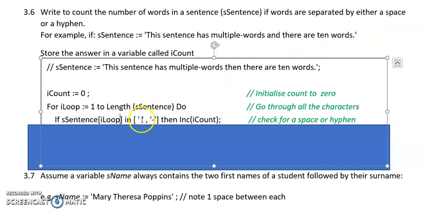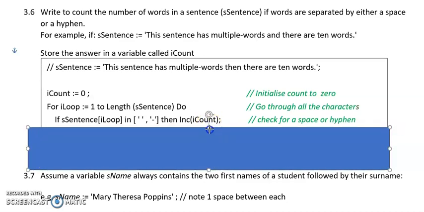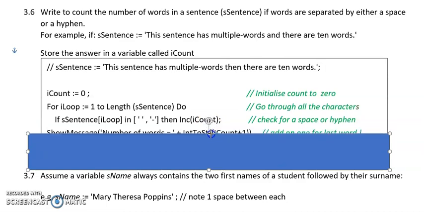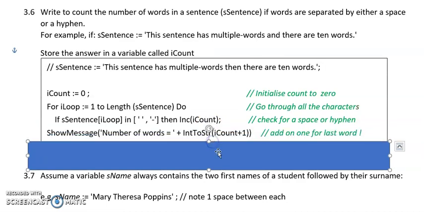If those characters are in this set, there's a space there and there's a hyphen, then increment the count. We've done that with a few things, like the digits or AEIOU, so we can check for whichever characters we want. We could also use the pos function, but this one just seemed easier to do that way. Right, and here's my fiddle. Show that the number of words is equal to the integer count plus 1, because we know it's not going to pick up the word at the end of the sentence.